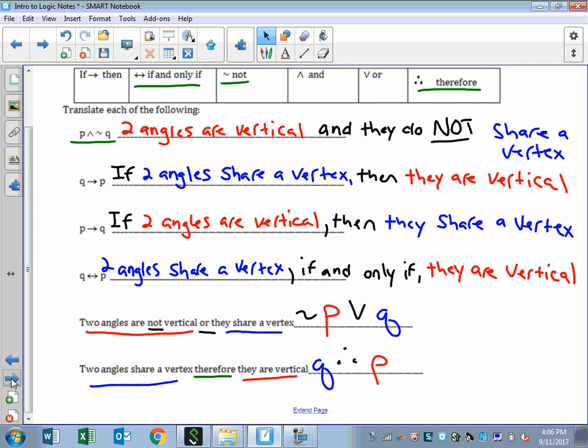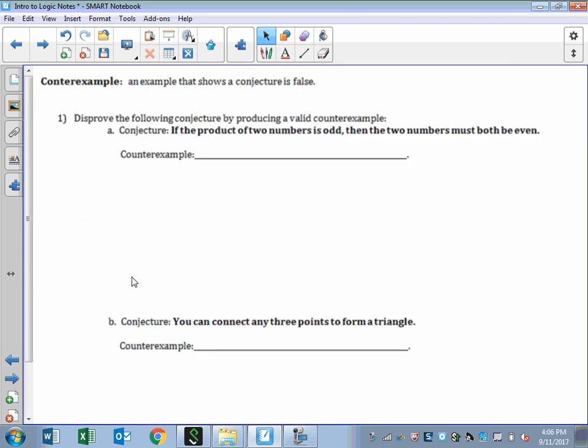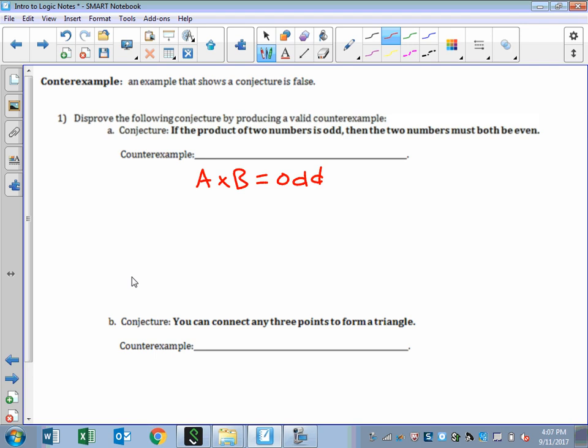Next, we're going to talk about disproving statements. So all you have to do to disprove a statement is to present a counterexample or give a counterexample. So a counterexample shows that a conjecture statement is false. So if we look at the first one, we have: if the product of two numbers is odd, so one number times another number, so A times B is an odd number, then the two numbers must be even. So A and B must be even.